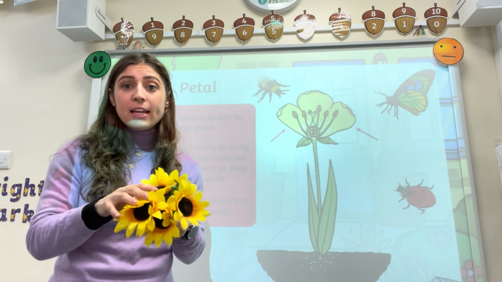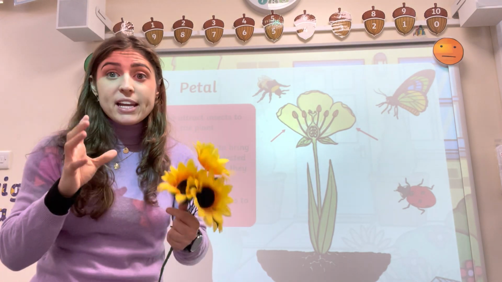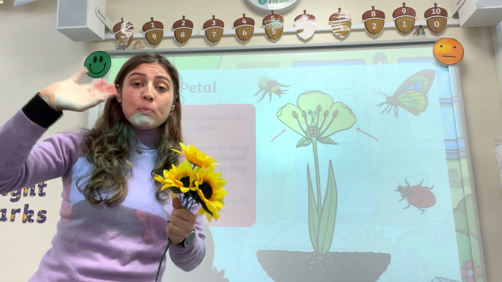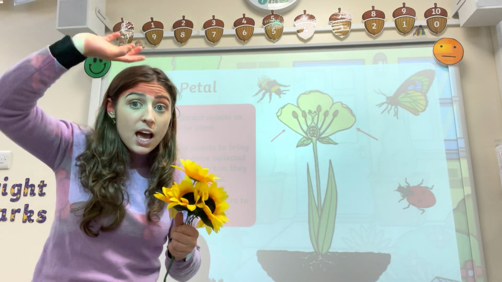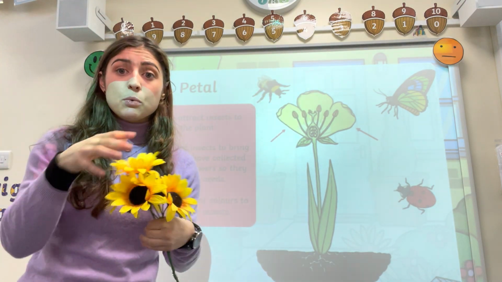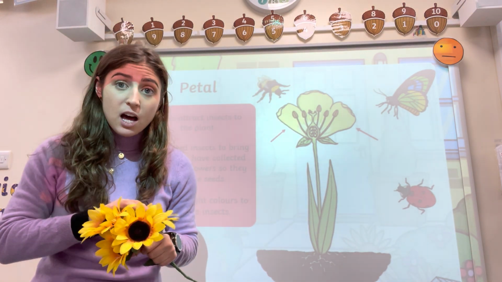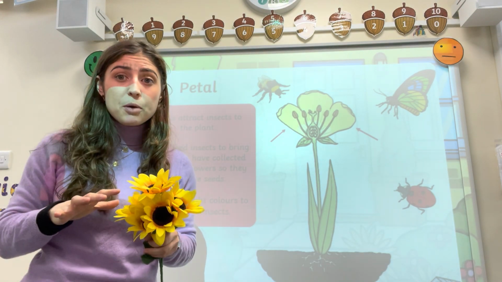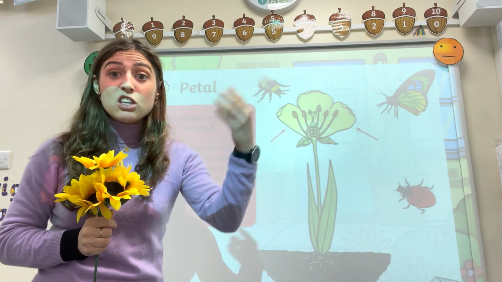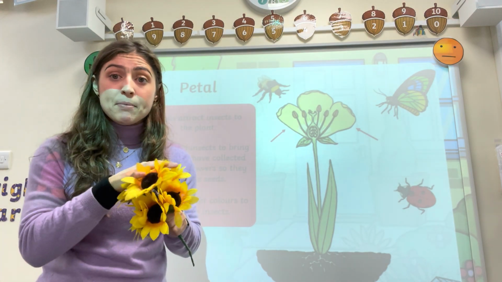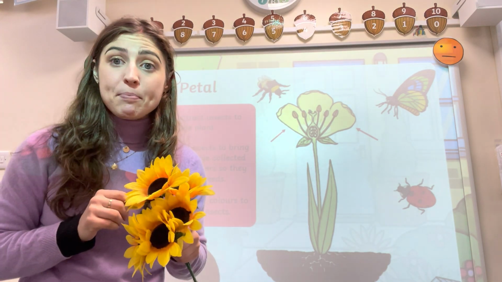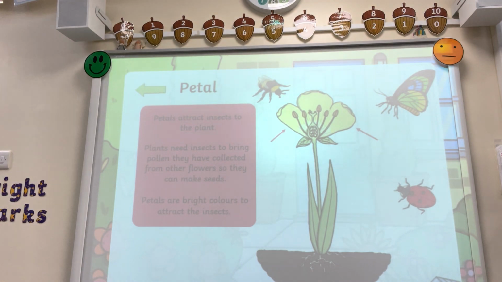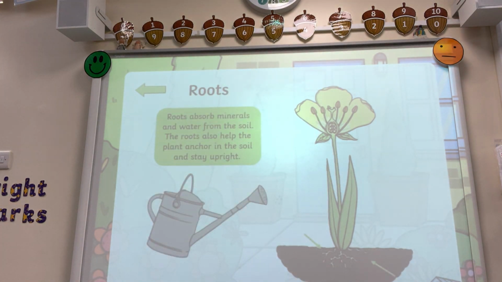And that's why flowers are usually bright colours, to almost be waving at the insects to be like, hello, come and land on us so we can have your pollen from other plants. Okay, so that's why the petals are so beautiful, so that they can attract lots of insects to come and make pollen with them and share their pollen. Next slide. Okay, the roots.